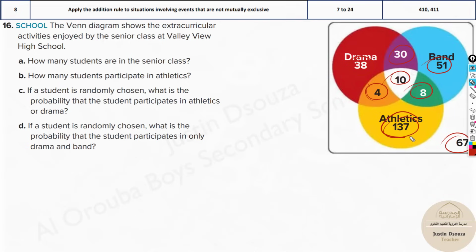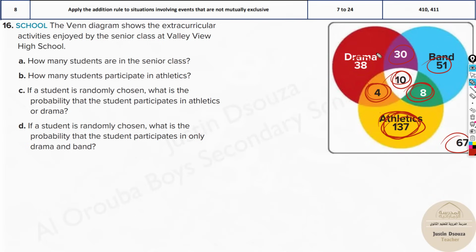Now, athletics doesn't mean only this. Even if they are doing drama and athletics, that student also must be considered. So you need to add this 137 plus 4 plus 10 plus 8 divided by the total number. And if a student is randomly chosen, what is the probability that the student participates in athletics or drama?